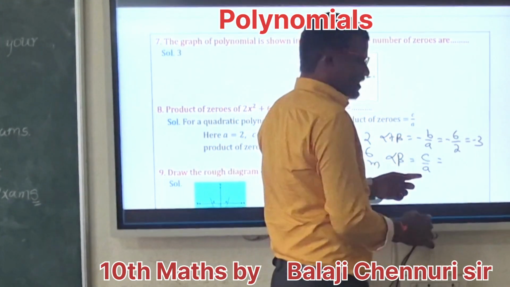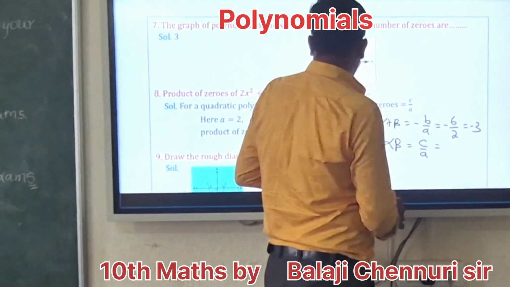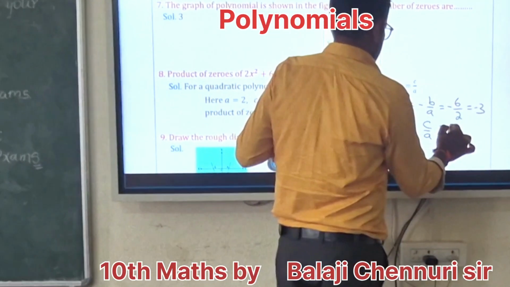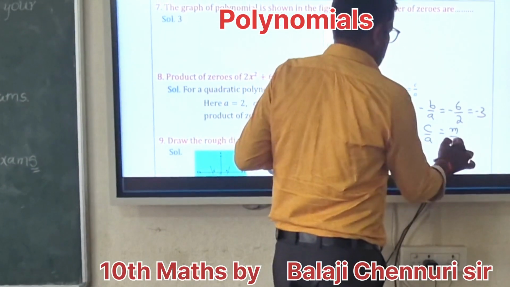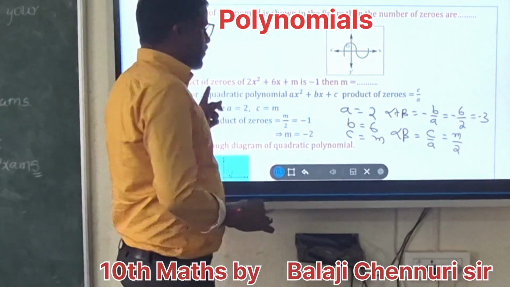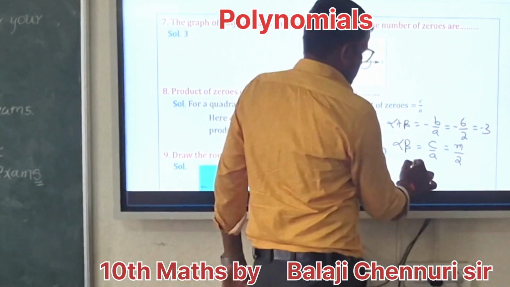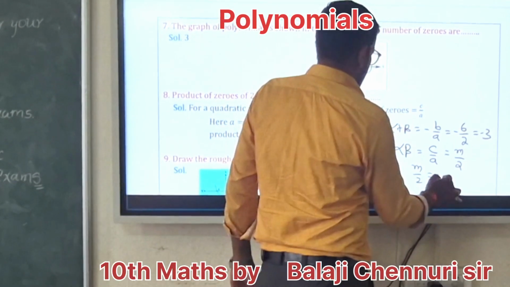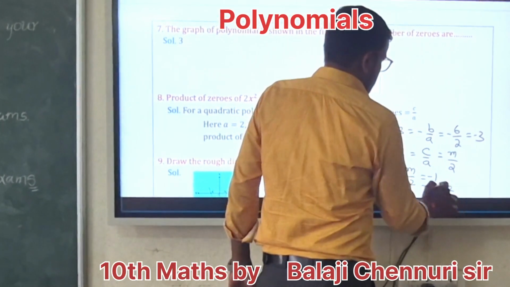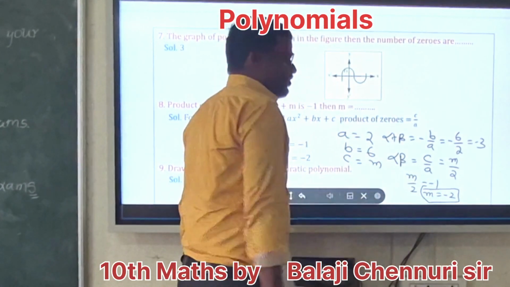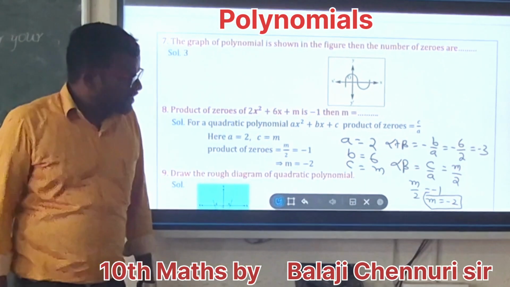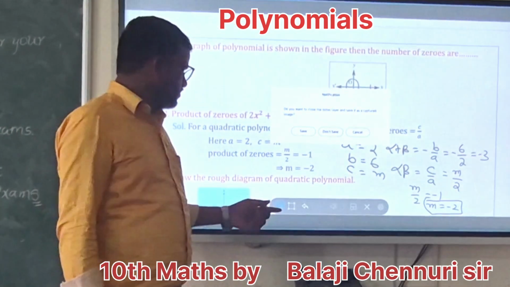Alpha into beta, c by a. C means m, a means 2. But the product is given as minus 1. Okay, m by 2 is equal to minus 1. m is equal to what? Minus 2. m is equal to minus 2.